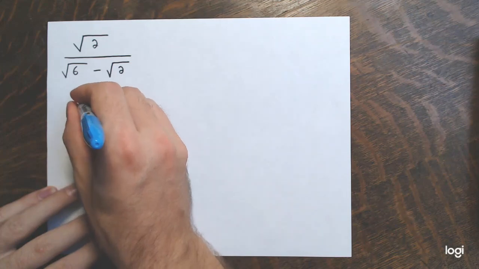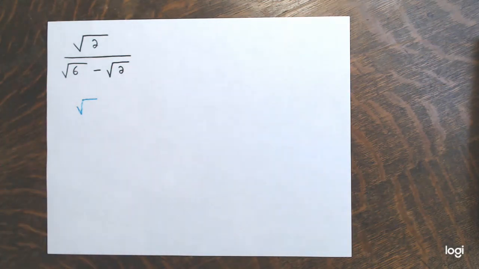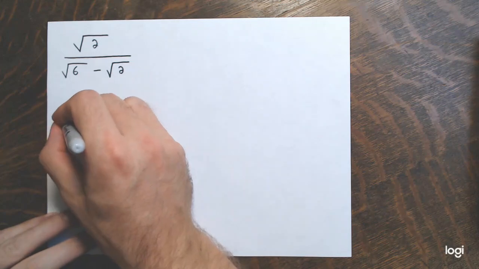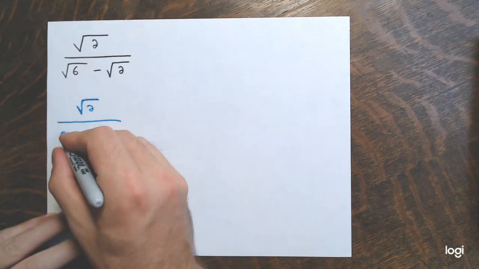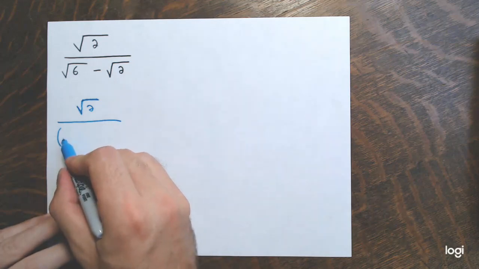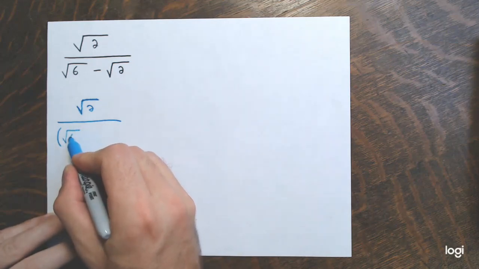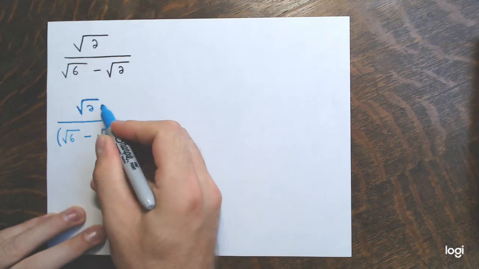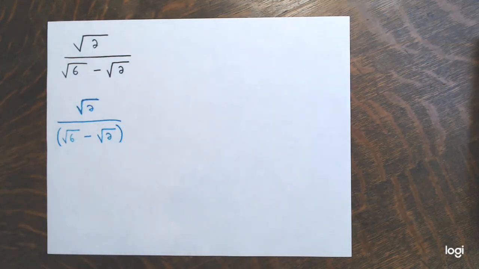All right, so I'll write it the way it is. We have the square root of 2 in the numerator, divided by, and then again, I like to put, if it has multiple terms, the parentheses around it, the square root of 6 minus the square root of 2, in the denominator. Right? This is just how I would enter it in the calculator. And we're going to rationalize.